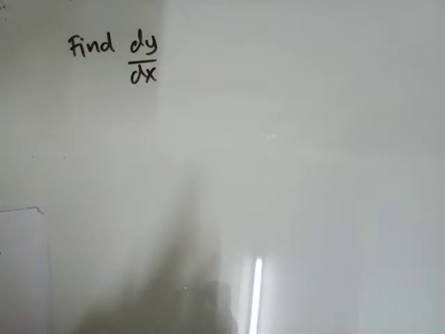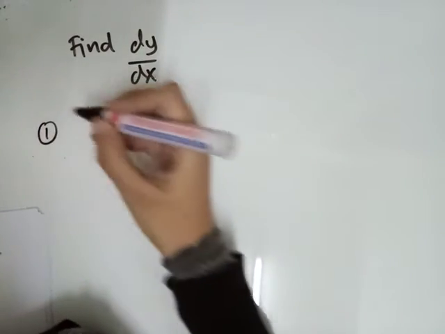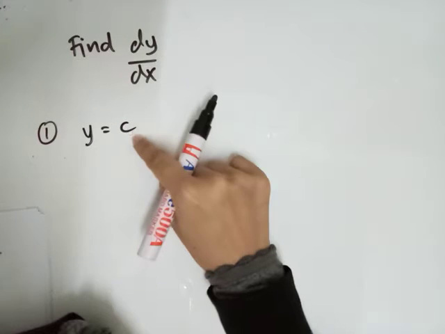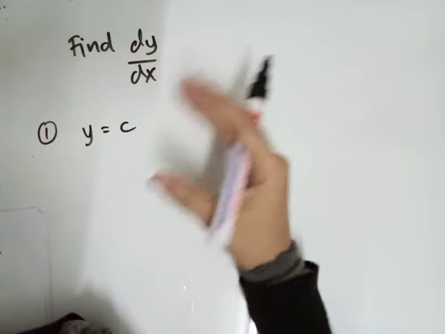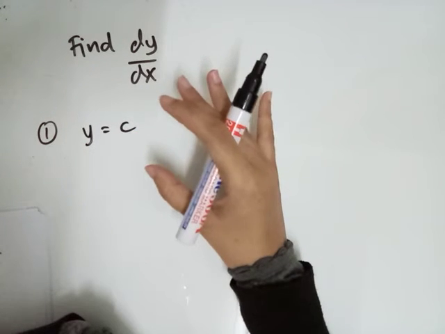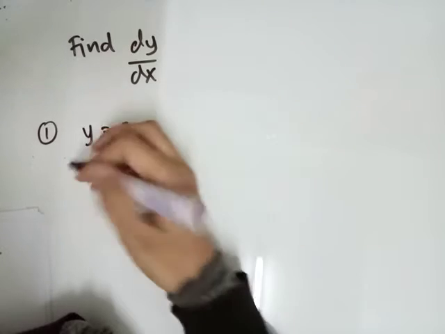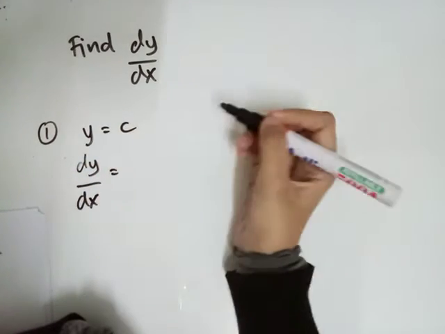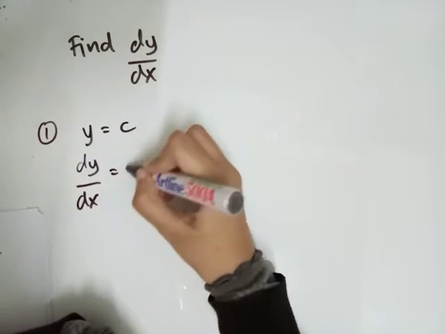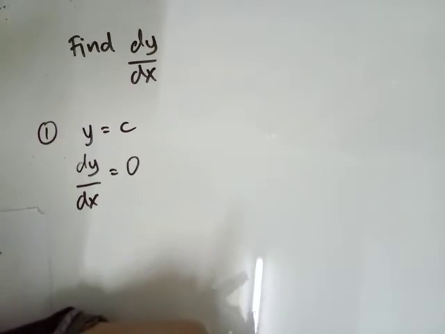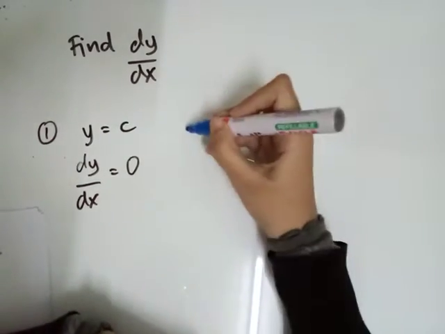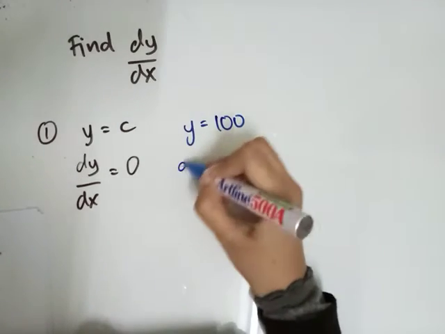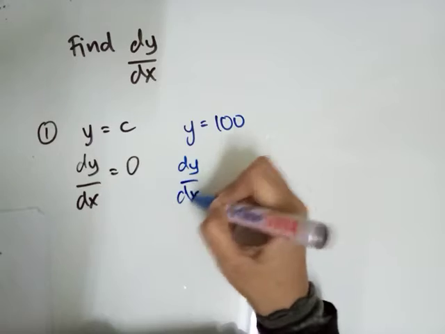So the first one: when y equals c, where c is a constant, that means any number, when you differentiate y with respect to x, you will get 0. For example, when y equals 100, then you differentiate y with respect to x.